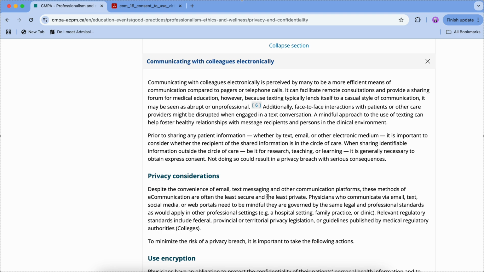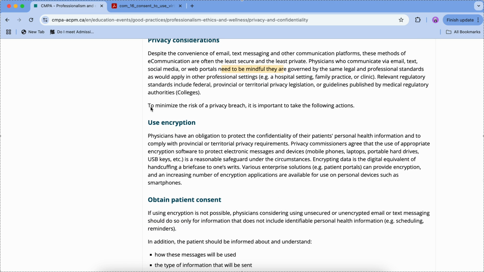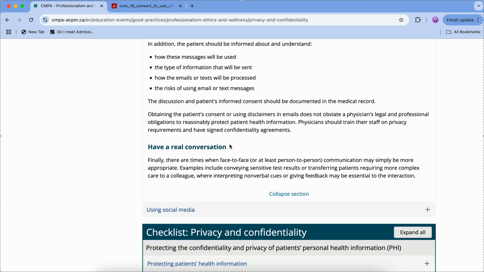Privacy considerations. Despite the convenience of email, text messaging, and other communication platforms, these methods of e-communication are often the least secure and the least private. Physicians who communicate via email, text, social media, or web portal need to be mindful that they are governed by the same legal and professional standards as would apply in other professional settings like hospitals, family practice, or clinics. Relevant regulatory standards include federal, provincial, and territorial privacy legislation and guidelines published by the medical regulatory authorities. To minimize the risk of breach, it is important to take the following actions: use encryption, obtain a patient's consent, and have a real conversation.